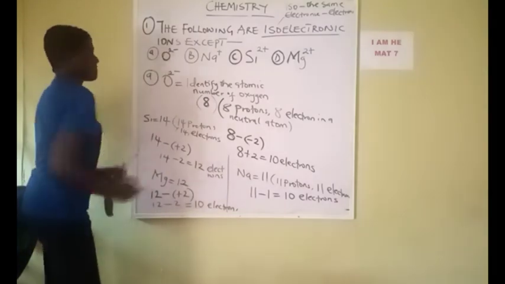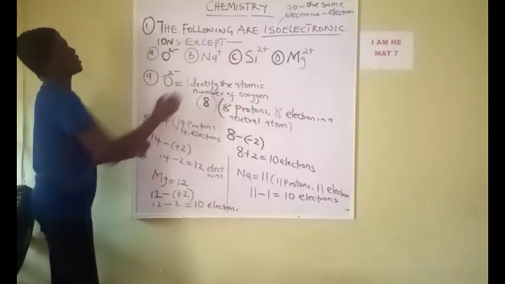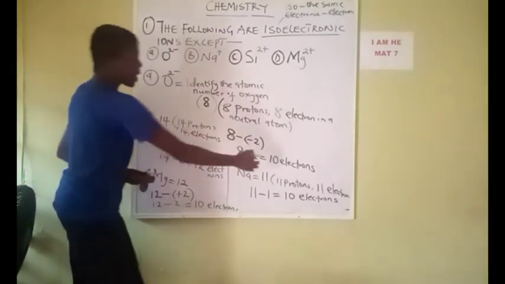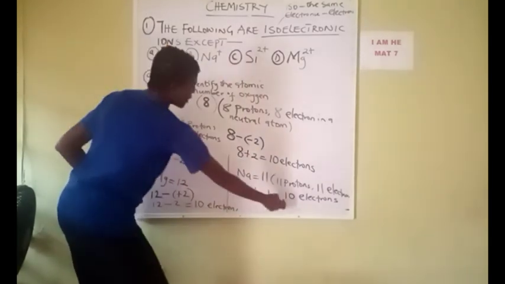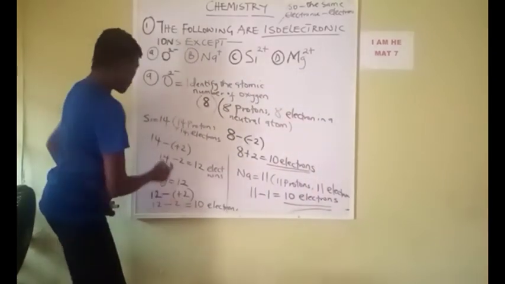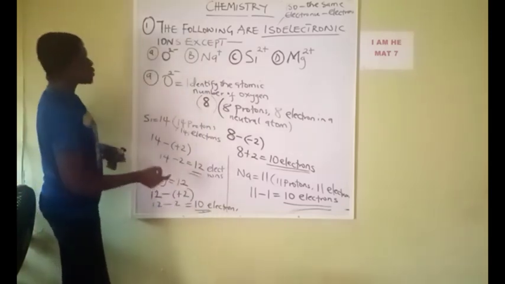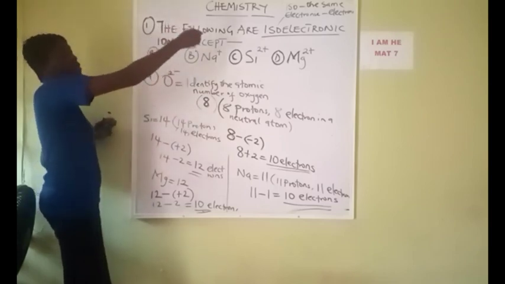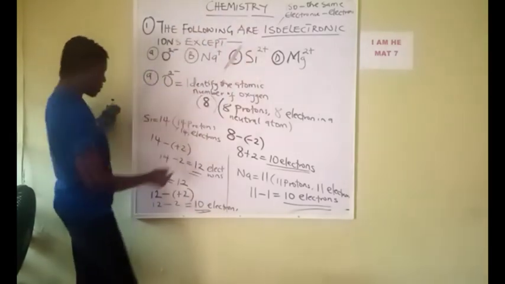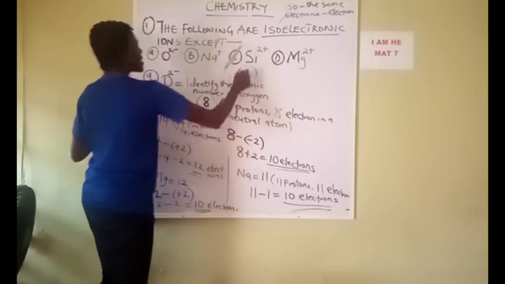So from this breakdown, which of the elements does not tally with having the same isoelectronic ions? We've seen for oxygen we have 10, sodium we have 10, silicon we have 12, and magnesium we have 10. So which of them does not tally? The answer is silicon. Silicon has 12 here, so it's not aligned. The answer here is silicon.